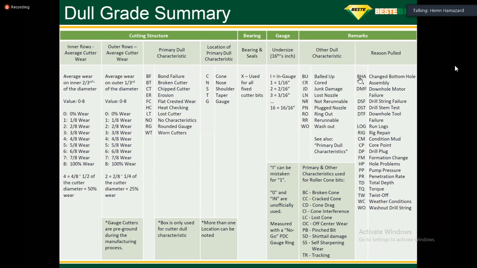BHA, that means to change the BHA. Downhole motor failure: the motor had a failure, but the bit was okay. Logging runs, and so on. If you read this, you can understand the reasons why we pulled out. So this bit grading classification is quite important for the drilling engineers and everybody else to improve bit selection and bit design. So that was all about the bit.